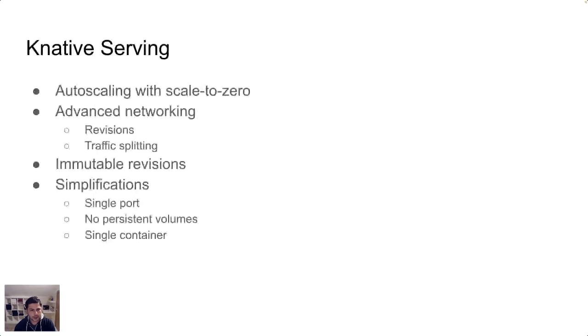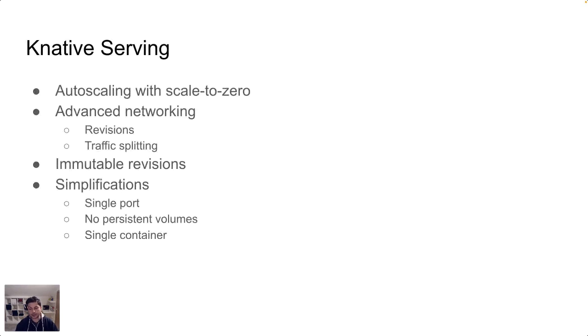The Knative serving module's most known feature is auto-scaling, and it does auto-scaling with scale to zero. Whenever there's a peak in your load, it just scales to even hundreds of pods. If there is nothing, it scales down to zero. And it also provides advanced networking. So it's not just about scaling pods.